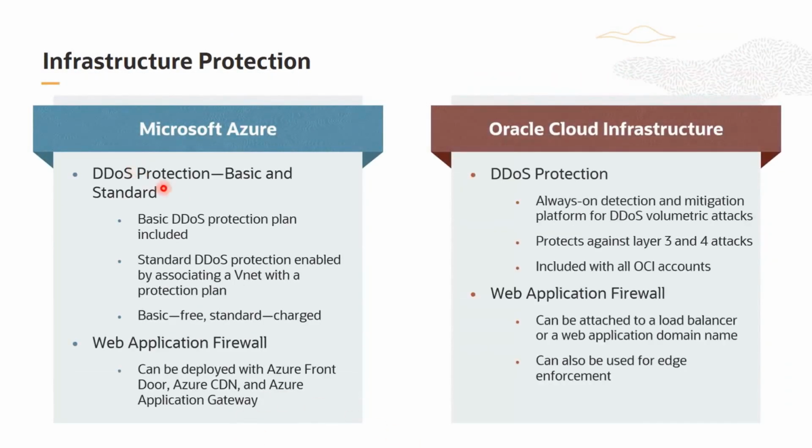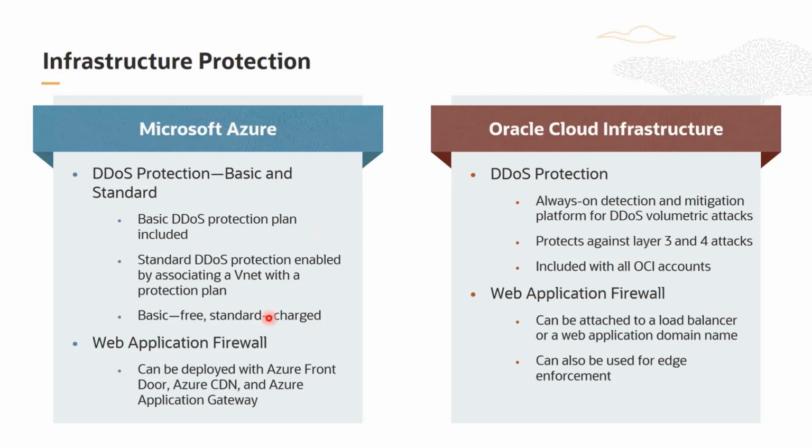In Azure, DDoS protection comes in two flavors: Basic and Standard. Basic is free and provided for all the accounts. Standard DDoS is a chargeable service that can be enabled by associating a protection plan. In OCI, DDoS protection is included with all the accounts and no configuration or monitoring is required. This DDoS protection service protects against layer 3 and layer 4 attacks like SYN flood, UDP flood, etc.